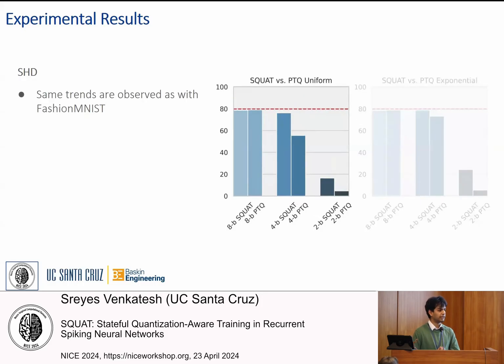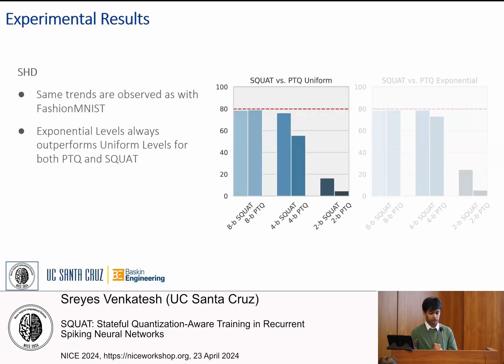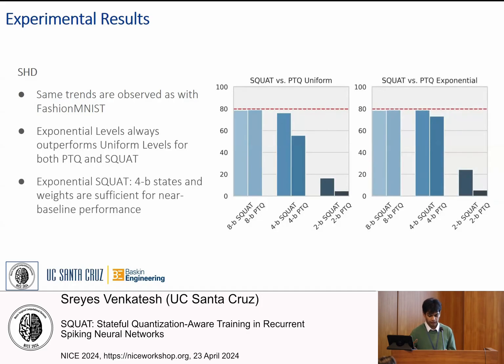Similarly, for the Spiking Heidelberg dataset, we saw similar trends as with Fashion MNIST, in that the 8-bit quantizations are very robust, and the exponential levels will always outperform the uniform levels for both PTQ and SQUAT. And finally, for PTQ, especially 4-bit PTQ, the uniform quantization performs okay. But once you use exponential quantization, the performance shoots up almost to baseline level of accuracy, which is very exciting for us.